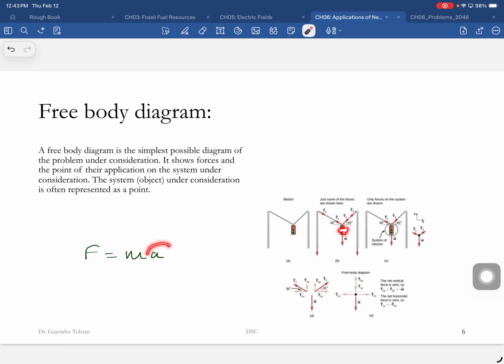So its acceleration is 0, since it's at rest. So a lot of the times we'll be applying it to static objects. So the sum of all the forces acting on this object must be 0. Okay, so that's what we'll be doing.